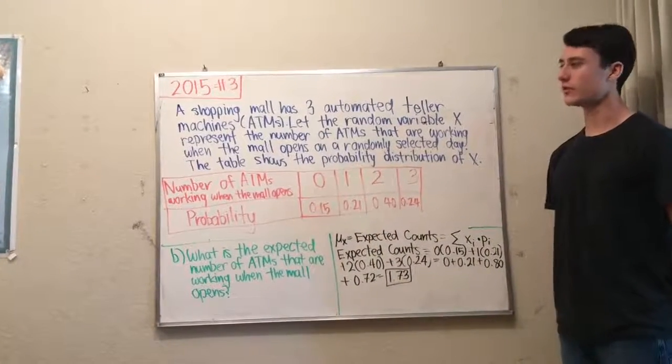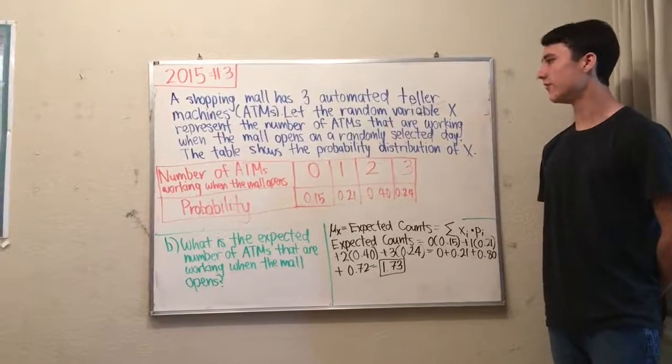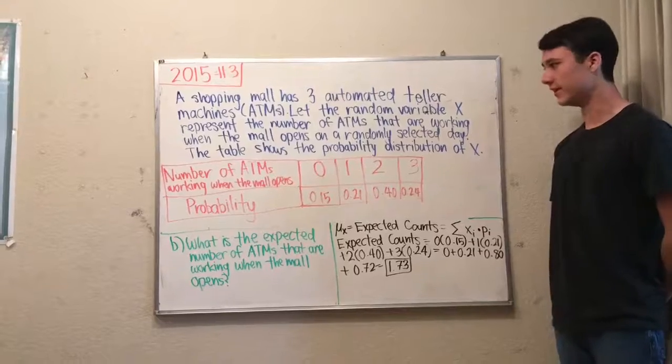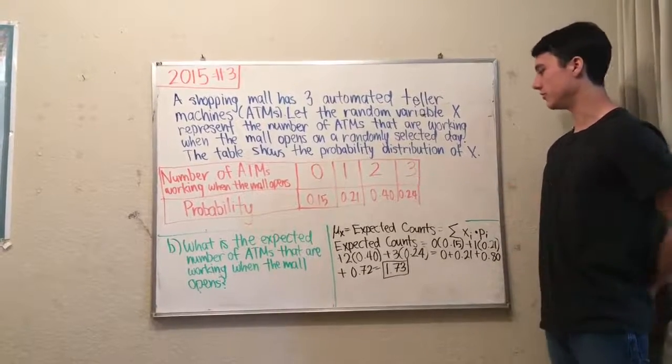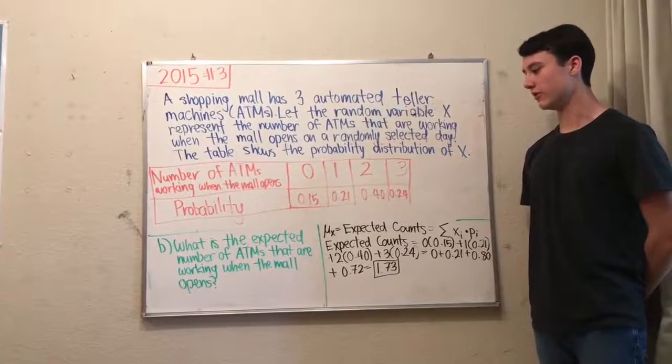This is question number 3 from the 2015 AP Stats test. It reads, a shopping mall has 3 ATMs. Let the random variable X represent the number of ATMs that are working when the mall opens on a randomly selected day. This table shows the probability distribution of X. So the question asks, what is the expected number of ATMs that are working when the mall opens?